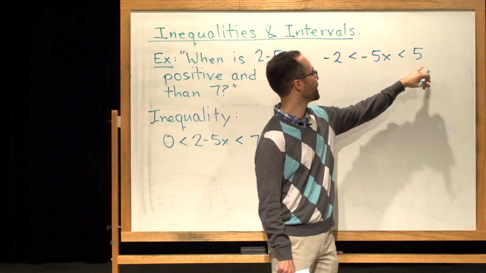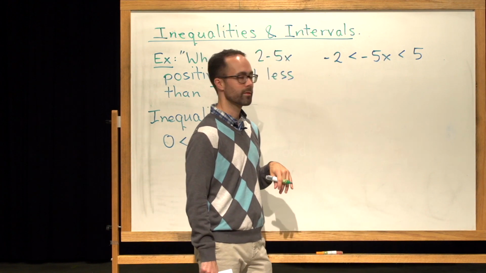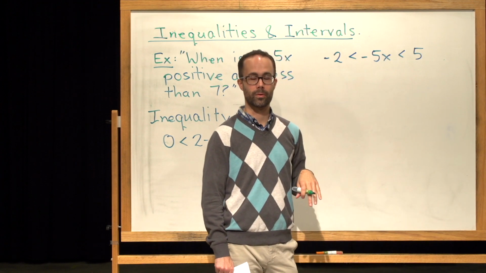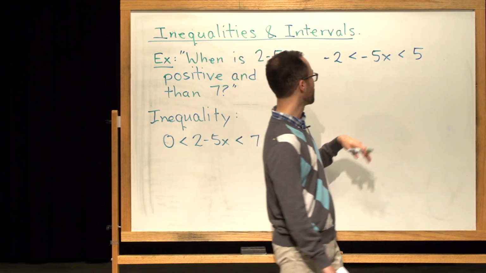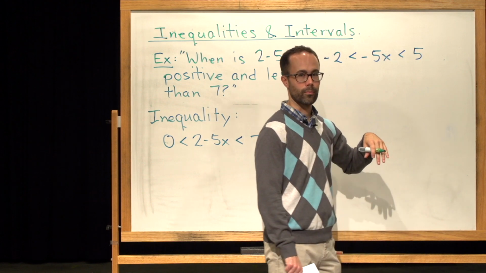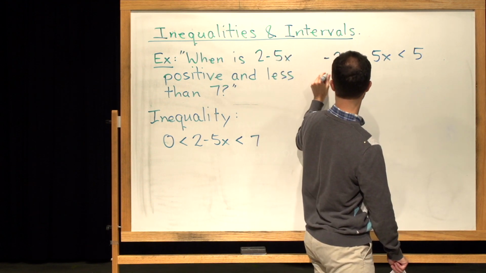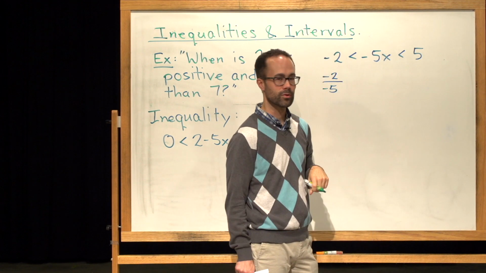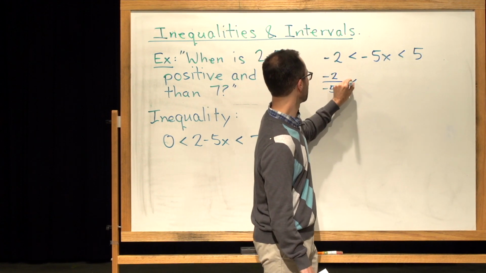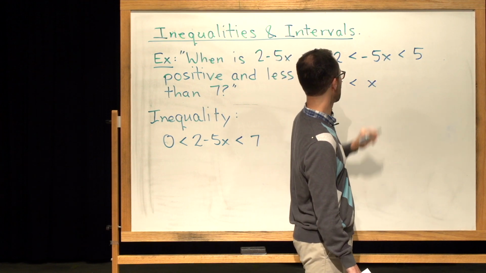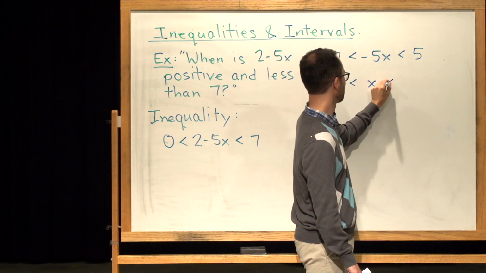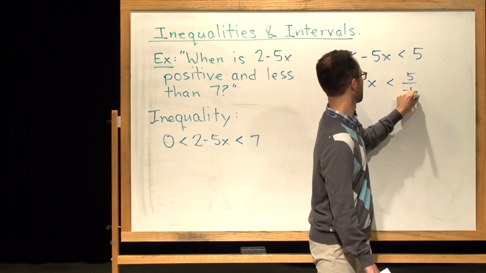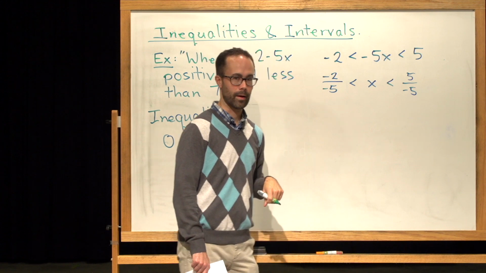The next step is to divide out by the negative 5. And we are just solving for x. So once x is isolated on its own in the middle, we're done with the problem. Now here's the part that's different from a regular equation. If I divide by negative 5, let me write it out with the negatives. So I have negative 2 over negative 5, I would want to say less than x, and then I also have 5 divided by negative 5. I'd like to have my inequalities that way.